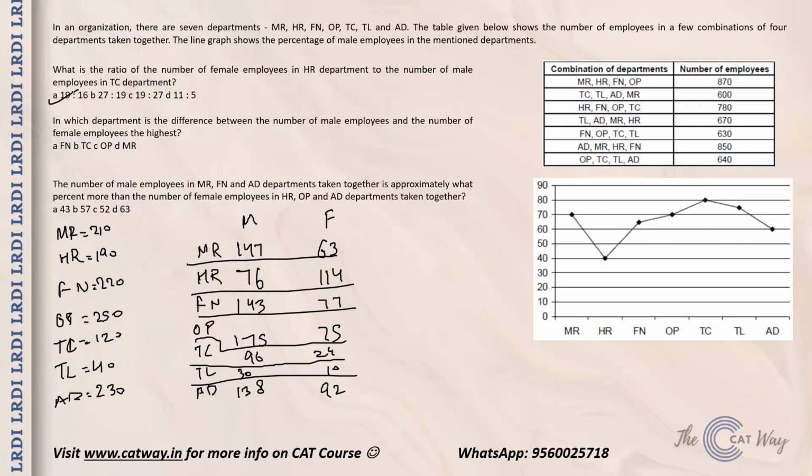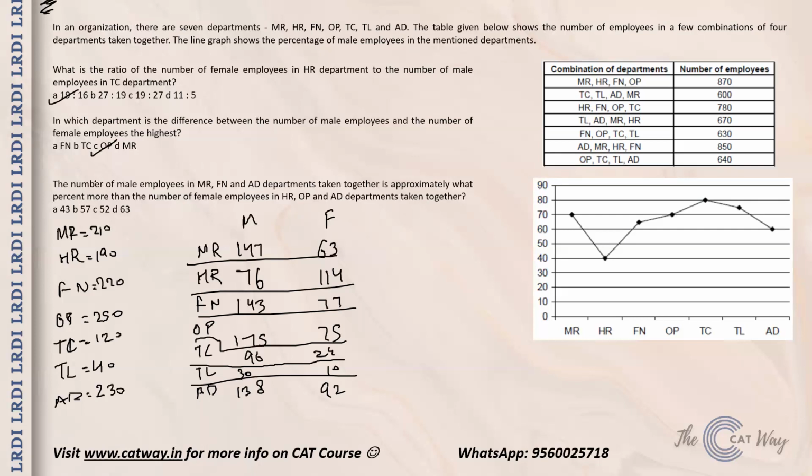Then second is, in which department is the difference between the number of males and number of females the highest? In FN, the total difference is 66. In TC the total difference is 72, so TC is higher than FN. OP difference is 100, so that's the highest as of now. And MR has a difference of less than 100, that is certain. So the highest difference is present in OP, so option number C becomes the right answer.